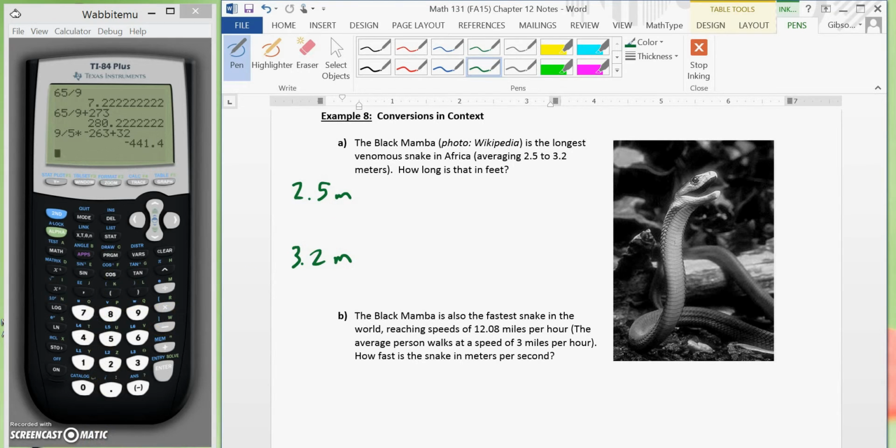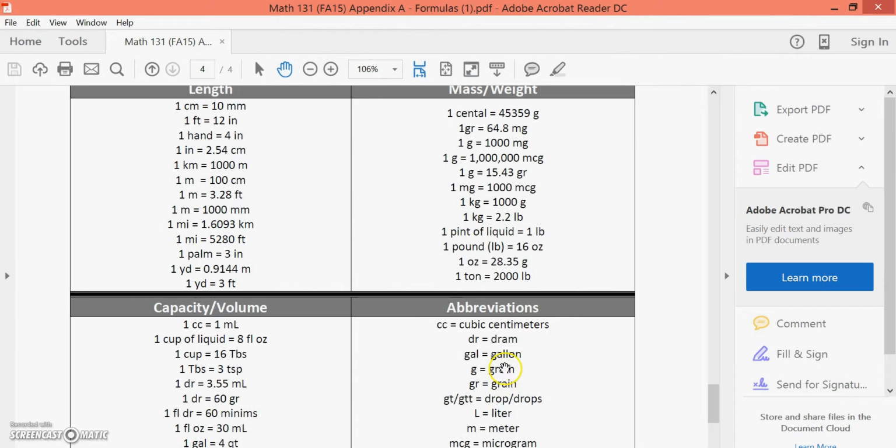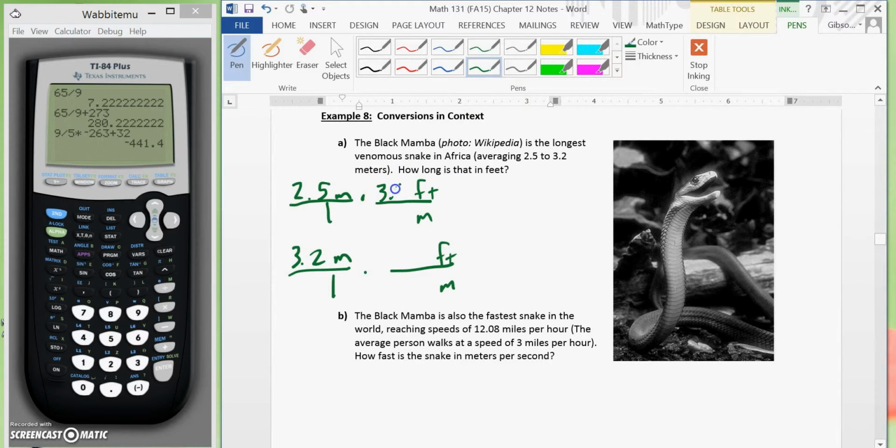So we will put both of these over 1. Now we will multiply. We saw before that we do have a measurement for feet and meters. If we look right here, 1 meter is equal to 3.28 feet. So we would have 3.28 feet is 1 meter. So now meters will simplify out with meters, and then we will multiply.